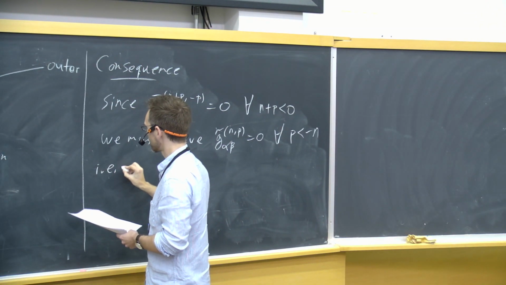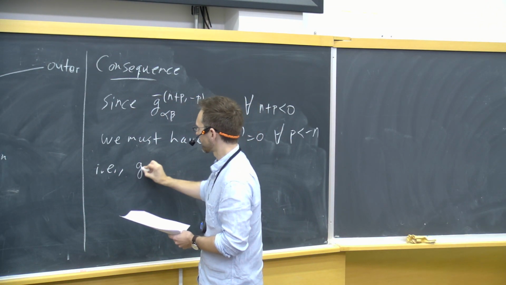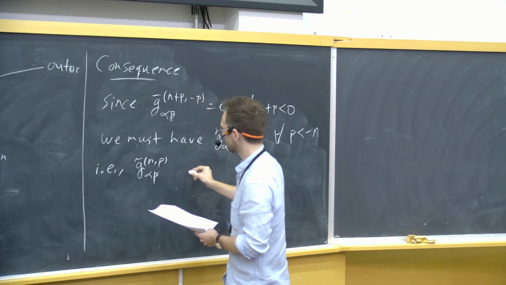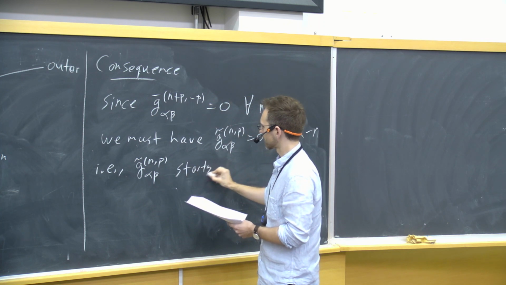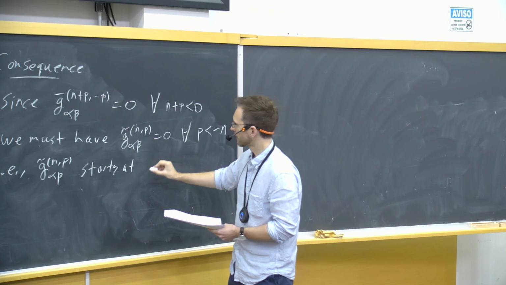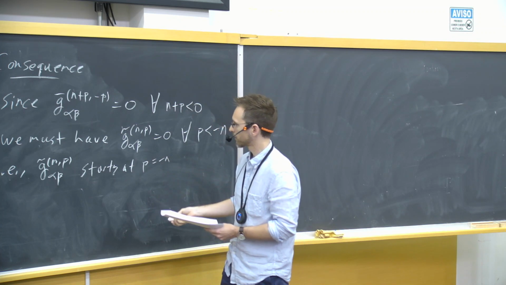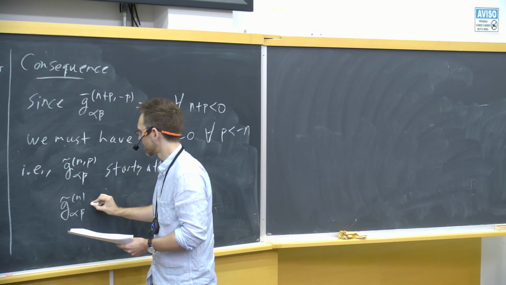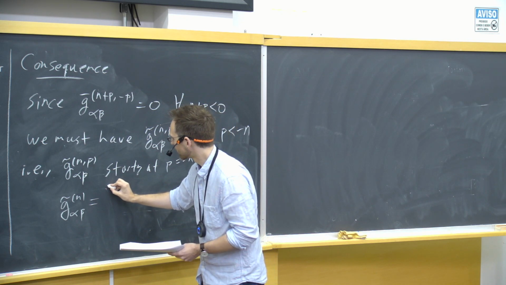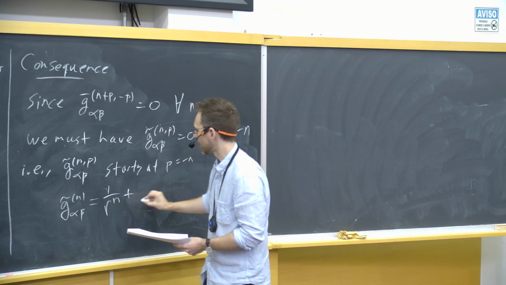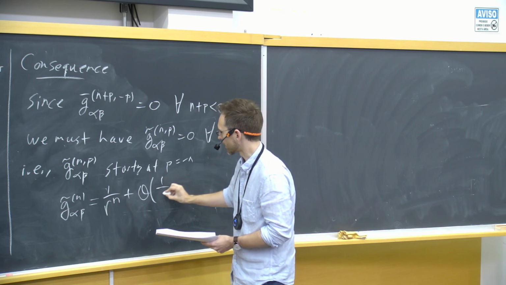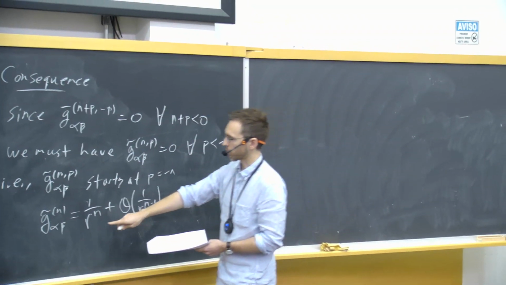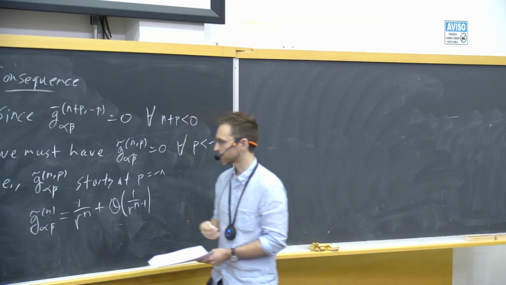Or in other words, g tilde n p alpha beta starts at p equals minus n, meaning g tilde n is of the form 1 over r to the n plus order 1 over r to the n minus 1. So the highest power of 1 over r for the nth order perturbation is 1 over r to the n.